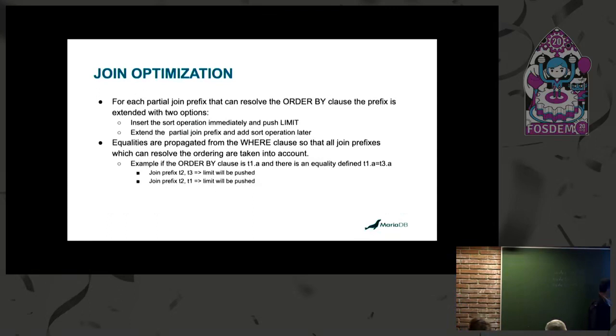Also, equality propagation. Earlier, equality propagation was always done after the join planner had picked the plan. Now, equalities are propagated before. So if you have a join prefix like T2, T3, and you have an order by clause on T1.A, and there is an equality, we would consider pushing the limit both after this plan and after this plan. So the equalities of the where clause are propagated and considered by the join planner.